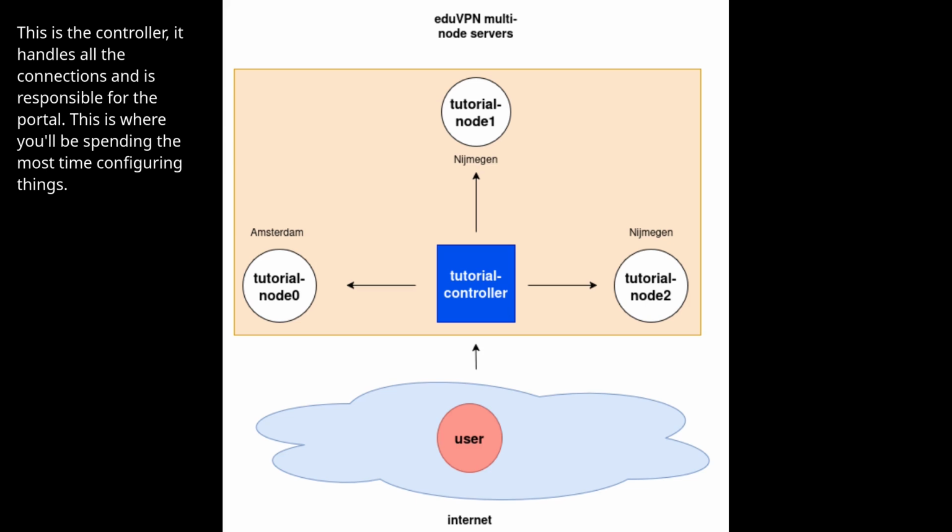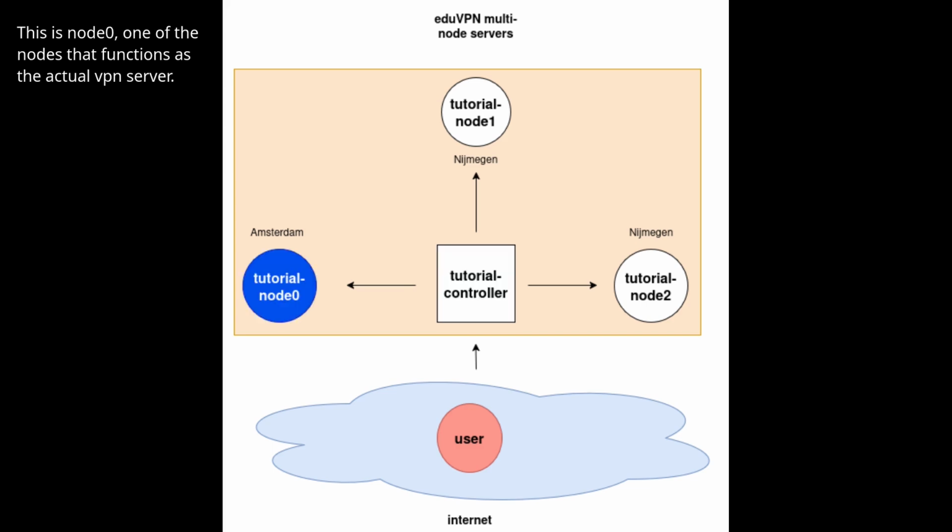This is the controller. It handles all the connections and is responsible for the portal. This is where you'll be spending the most time configuring things. This is node 0, one of the nodes that functions as the actual VPN server. This is node 1, one of the nodes that functions as the actual VPN server. This is node 2, one of the nodes that functions as the actual VPN server.